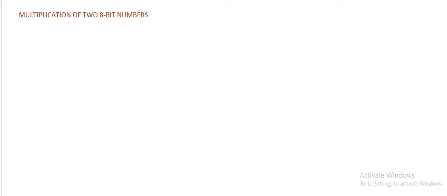Today's topic is multiplication of two 8-bit numbers. In 8085 there is no special instruction for multiplication and division. So for multiplication we have to do repeated addition.